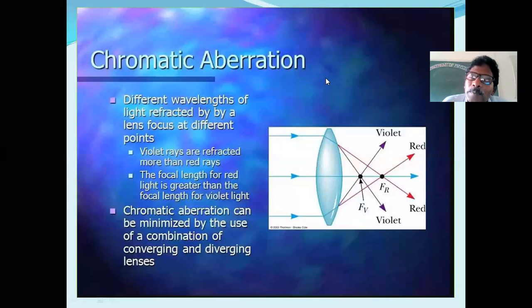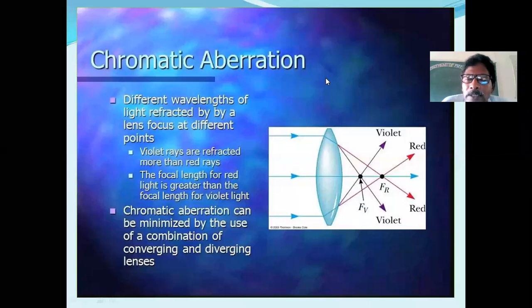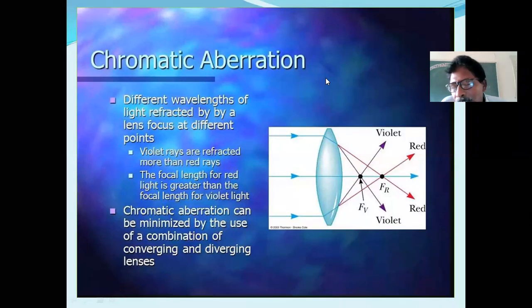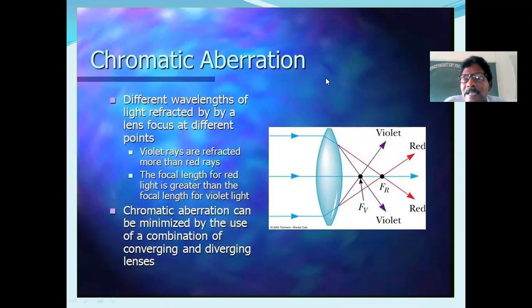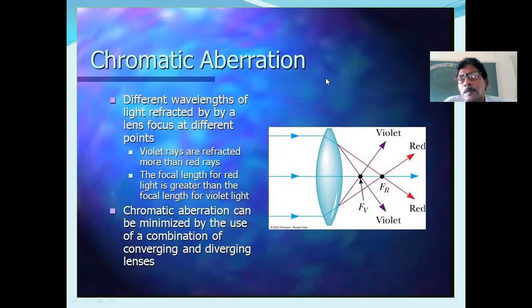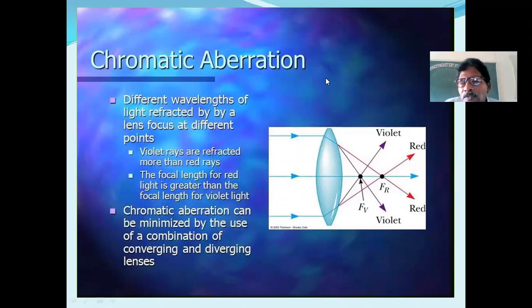So, the violet colored image of the point object placed at infinity is formed at FV, and the red colored image of the same object, which is kept at infinity, is formed at FR, which is at another place on the principal axis. So in between these two, various colored images are formed. Here the image is defective because for a single object there should be a single image to be formed. But here a number of colored images are formed.